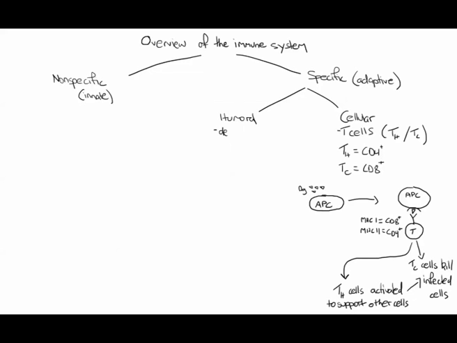So now we'll have a look at the humoral immune system, or the humoral component of the specific immune system. And the humoral arm is all about antibodies. It's about the development of antibodies from B cells that mature into plasma cells. And this is an important point. It's not the B cell that will produce the antibody. It's the plasma cell that the B cell will mature into.